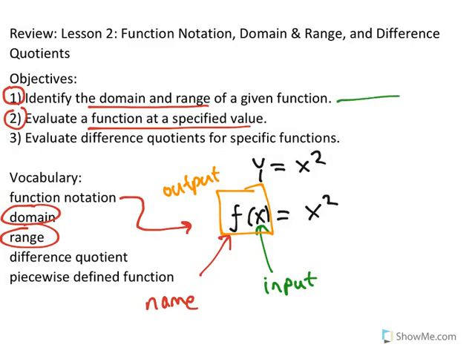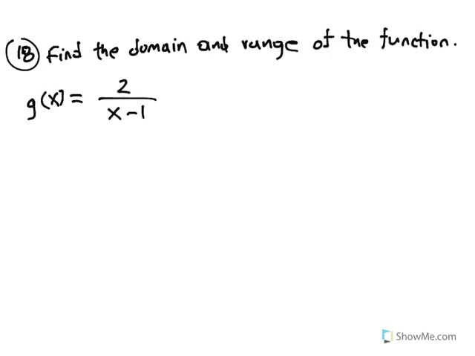Now we will look at another example for objective 1. Identify the domain and range of a given function. Number 18, find the domain and range of the function. In the previous example that we looked at, we were given the graph of a function f, and we looked at the graph to find the domain and range. Here we're not given the graph of g, we're given the algebraic rule for the function g, and we want to find the domain and range.